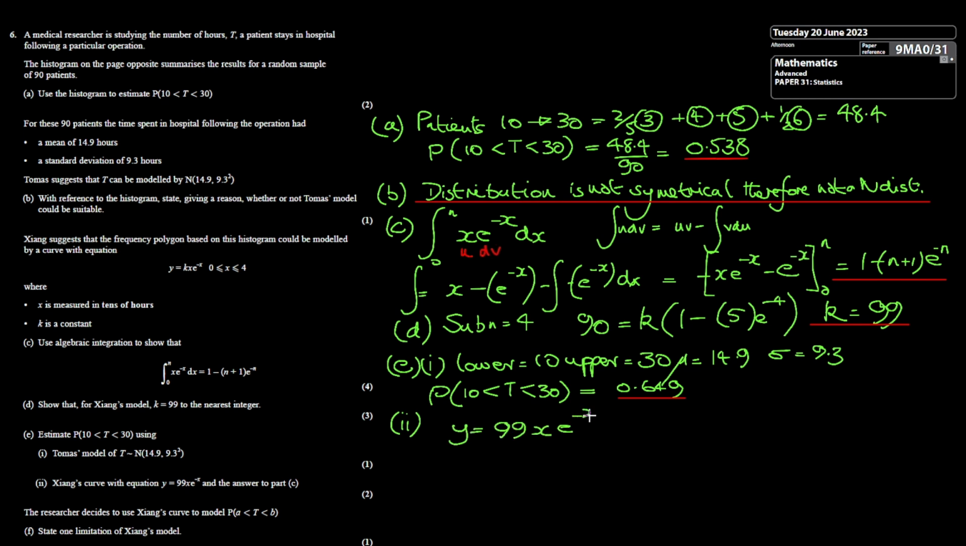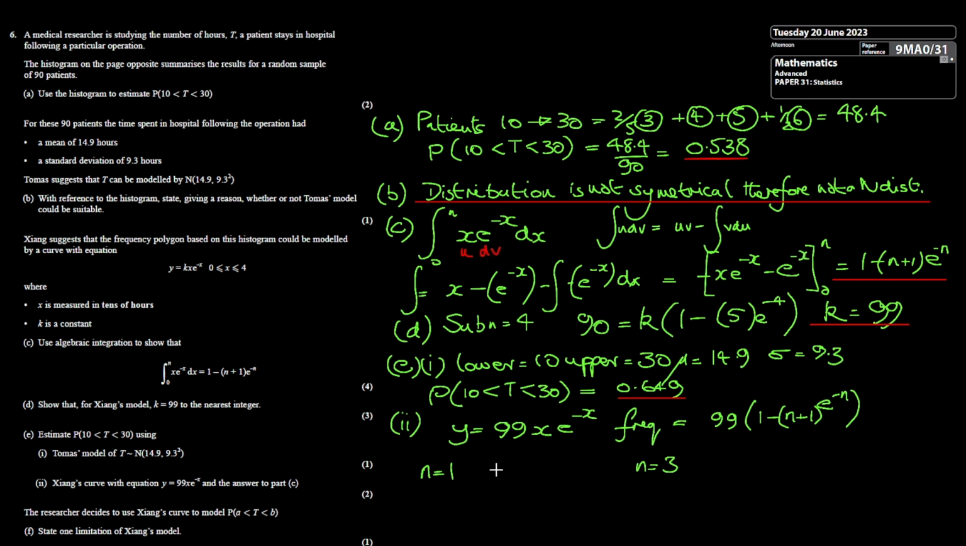And in part 2, we're now using Yang's model of y is equal to 99x e to the minus x. And from this model, we know that the frequency involved is the integral we worked out multiplied by our constant k. So I now need to sub n is equal to 1 and get a frequency, in other words, the number of people up to the 10 hours limit, and then I need to substitute n is equal to 3, which will be the frequency up to the 30 limit.